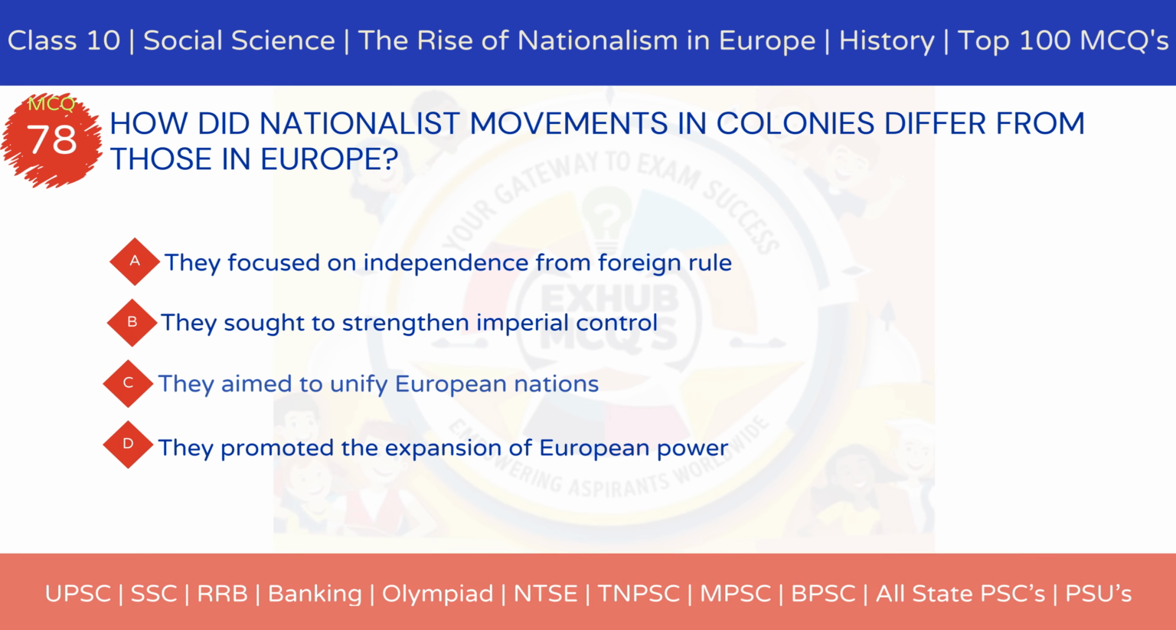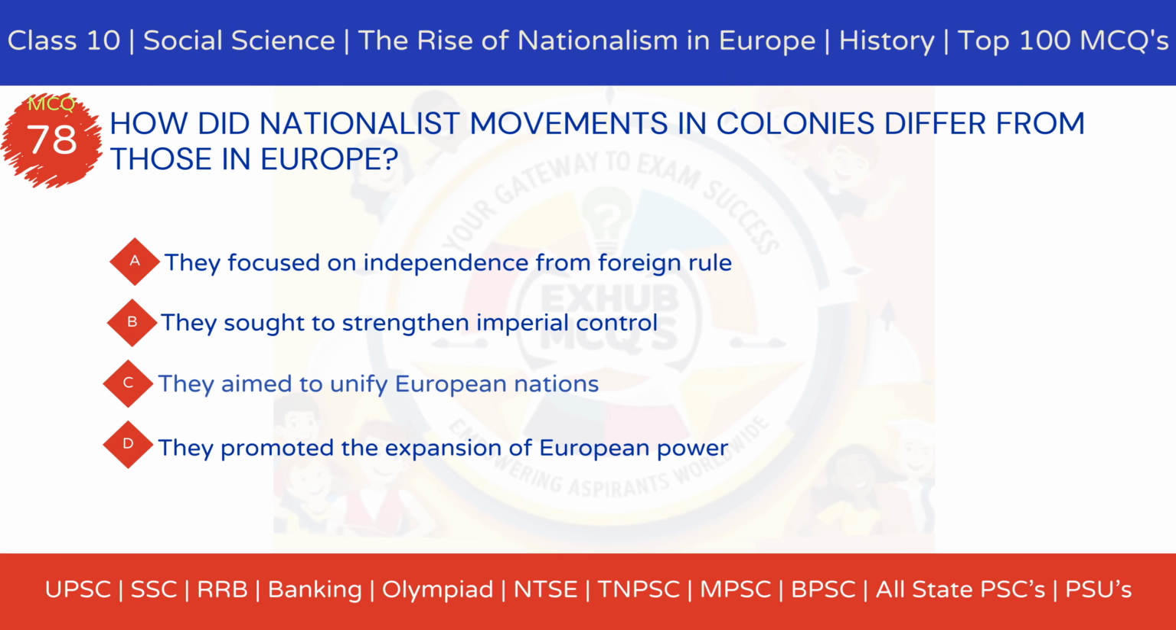MCQ 78. How did nationalist movements in colonies differ from those in Europe? Option A. They focused on independence from foreign rule. Option B. They sought to strengthen imperial control. Option C. They aimed to unify European nations. Option D. They promoted the expansion of European power.